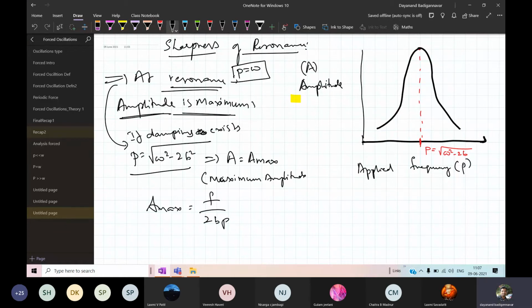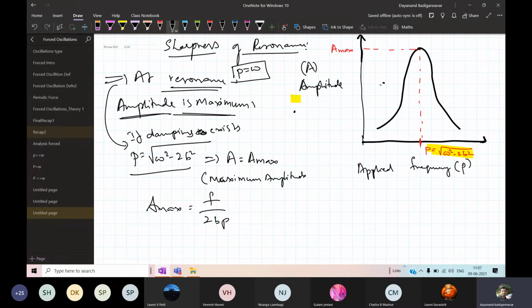Okay, this is the graph. Whenever P satisfies the condition, P equal to root of omega square minus 2b square, this is the resonance condition. The amplitude is maximum. So this is A, the maximum amplitude. You get the maximum. Other points are there, but they are smaller, their values are decreasing.